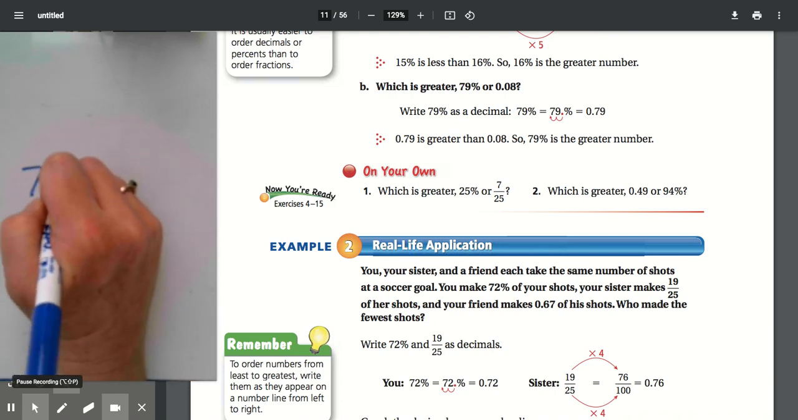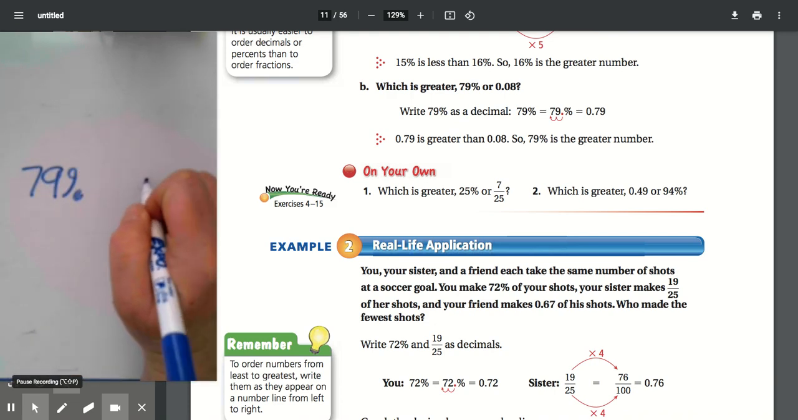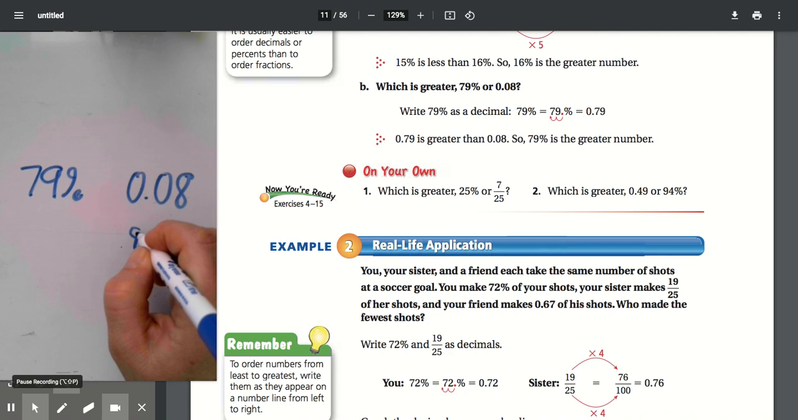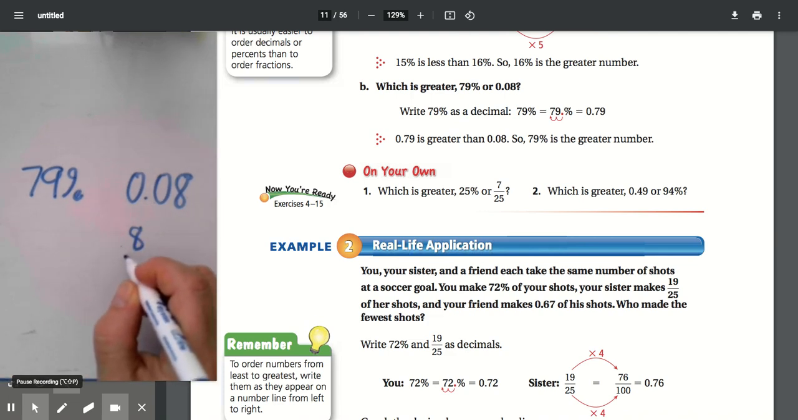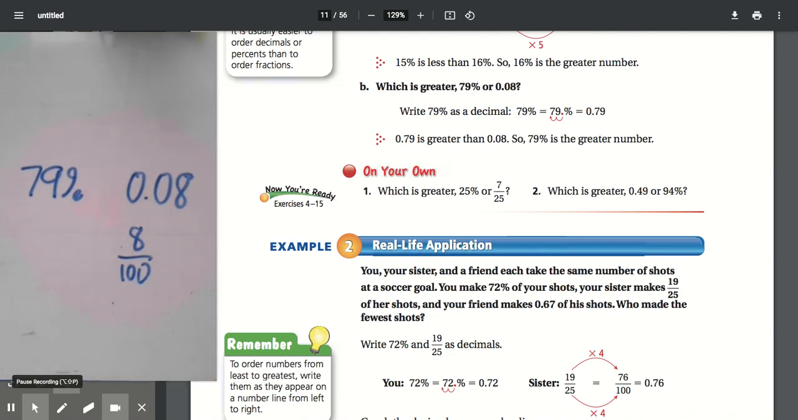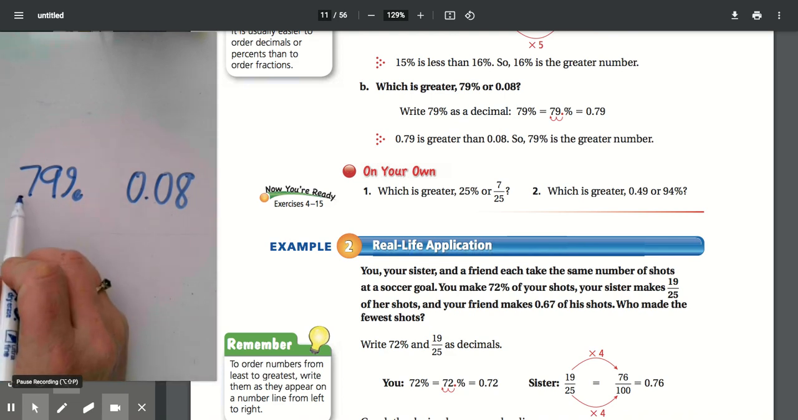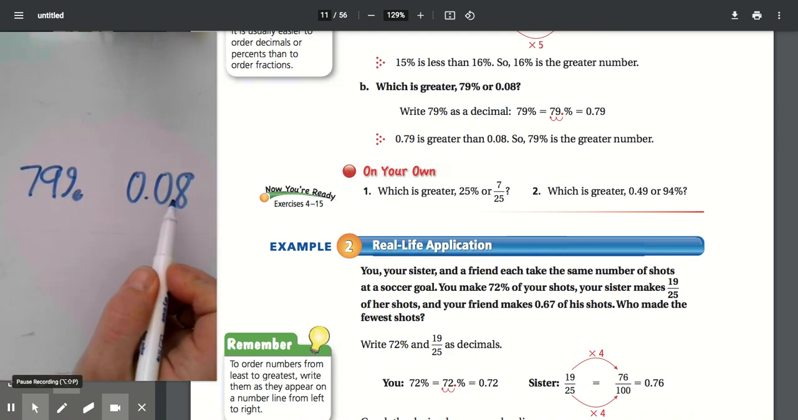We're comparing 79% and 0.08. Now my hint to you is make yourself say this out loud. This would be 8/100ths. So if you were to put that in fraction form, that would be 8 over 100. But maybe we don't need to go to fraction form because you rocked the last lesson and you know how to go from a percent to a decimal.